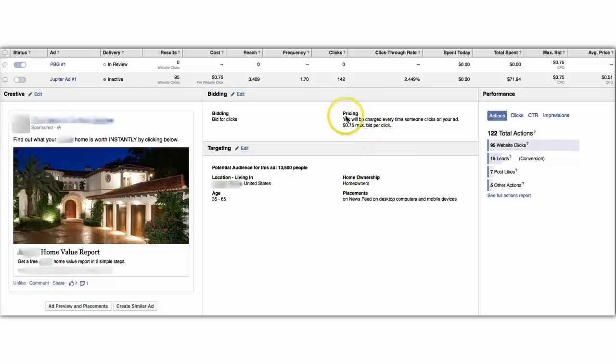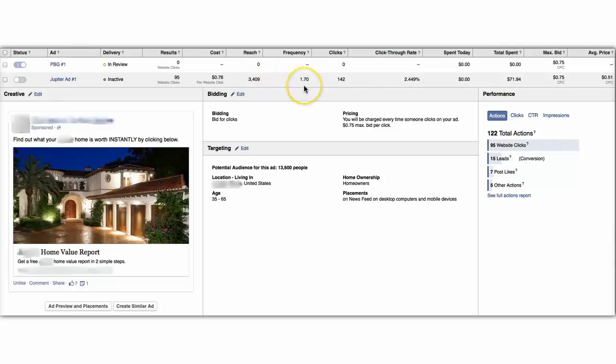So you'll see here that the pricing, you will be charged here every time someone clicks on your ad, 75-cent max bid per click. So if you're not reaching many people, it may be because of your pricing. And a lot of times that pricing is because you've put way too many criteria in the targeting area. So we want to make sure that our pricing is accurate and that our reach is good. So if our reach is good, at 3,400 people, this ad has been running for about a week.